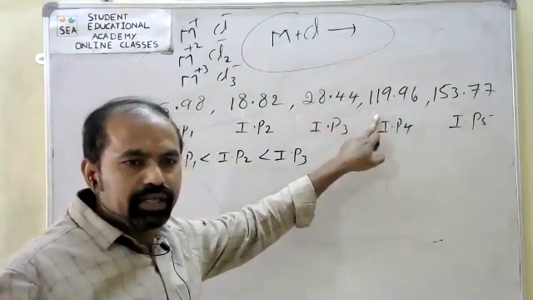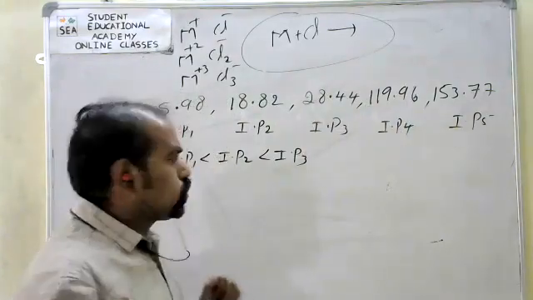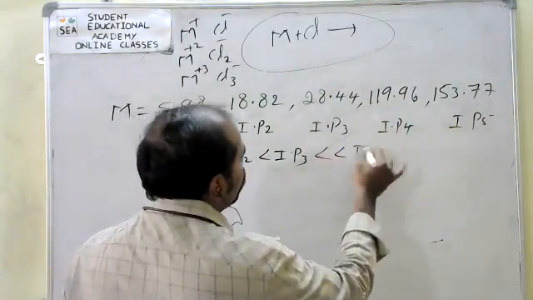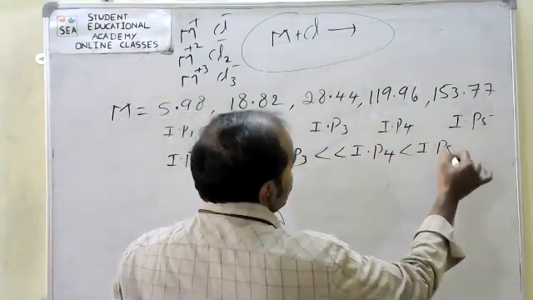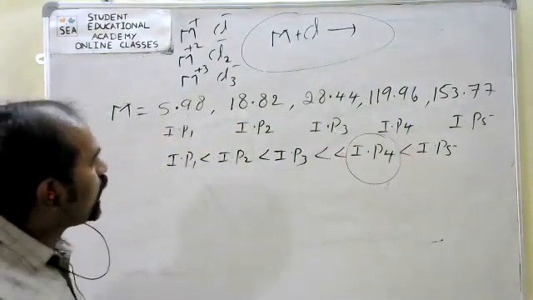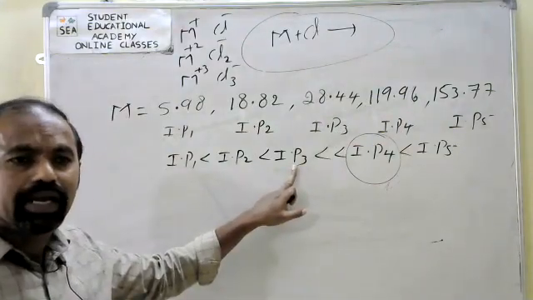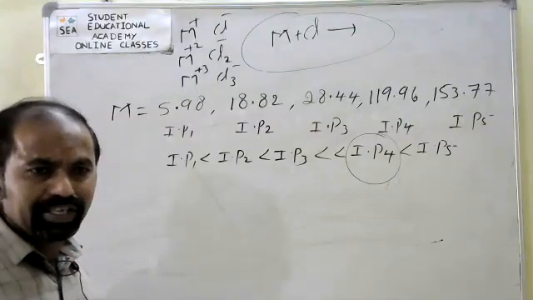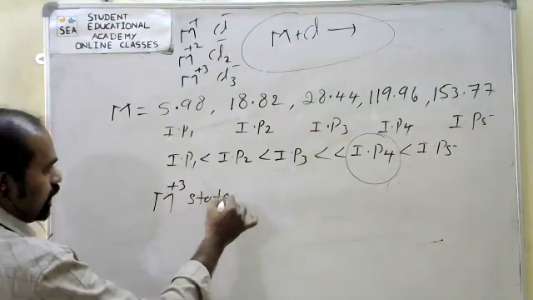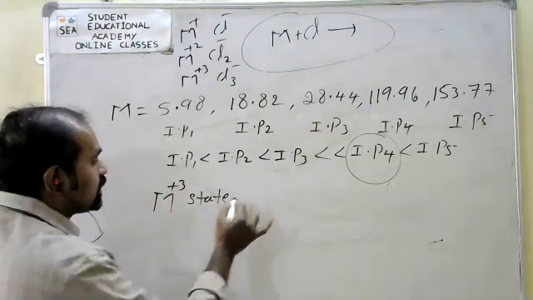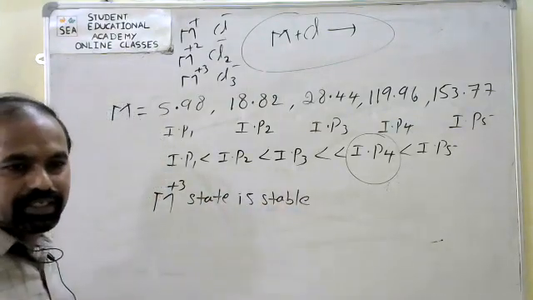28 to 119, 120. Here a sudden jump is there. What is the meaning of that? The fourth electron removal is very difficult. It means that after removing 3 electrons, the element gets a stable electronic configuration. So here the M+3 state is stable.